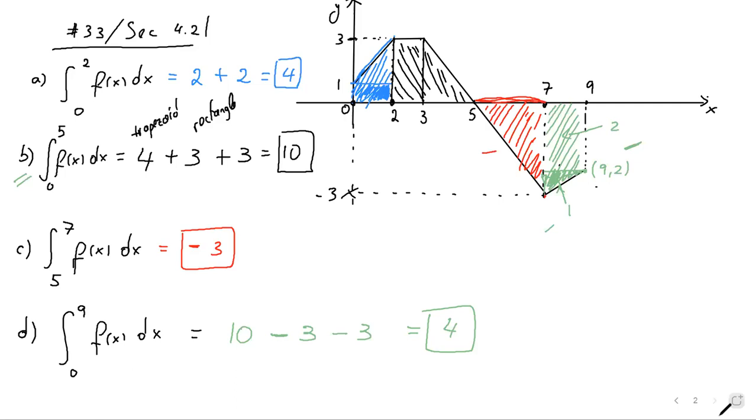So I'm going to change pages. If you have any questions, again, do let me know. I'm going to change pages, and I'm going to do another example. This is going to be number 34, and then we're going to do the fundamental theorem of calculus I told you. So number 34 over here from section 4.2 is the same type of problem.